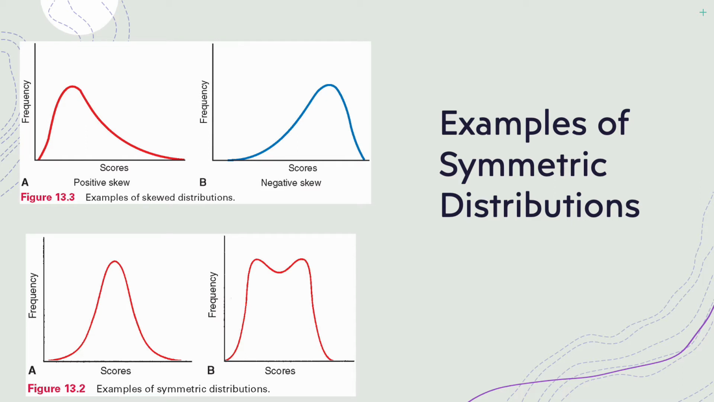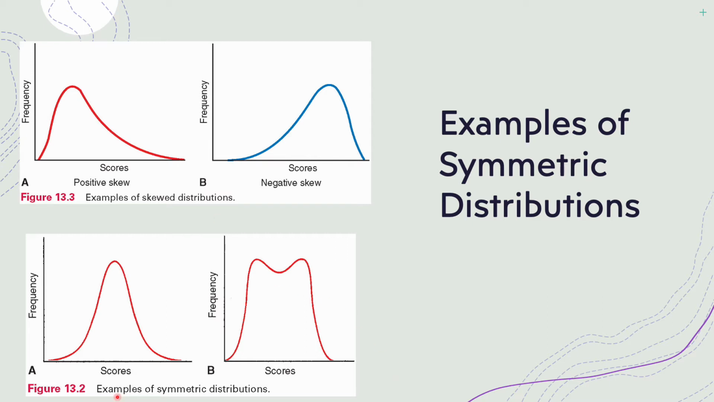We also describe distributions by their shapes. A symmetric distribution has one peak and is equal on both sides, such as you see here in A. It is equal on both sides, it has one peak. If the peak is off-center, then it is referred to as asymmetric and skewed with the tail longer on one side than the other. If the tail points to the left, it's considered a negative skew. And if the tail points to the right, it's considered a positive skew.